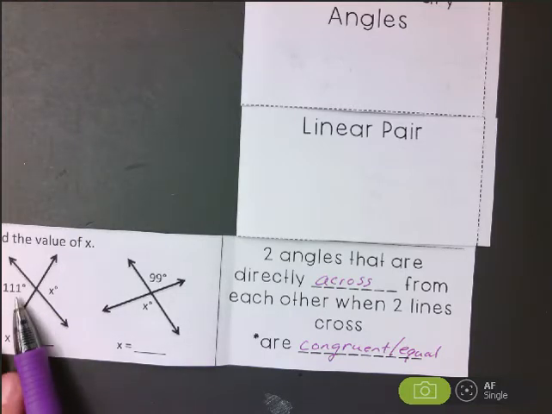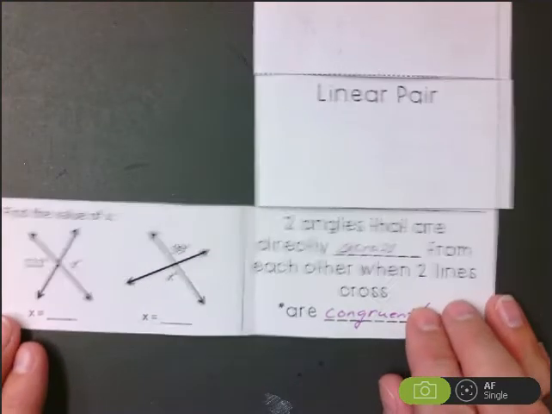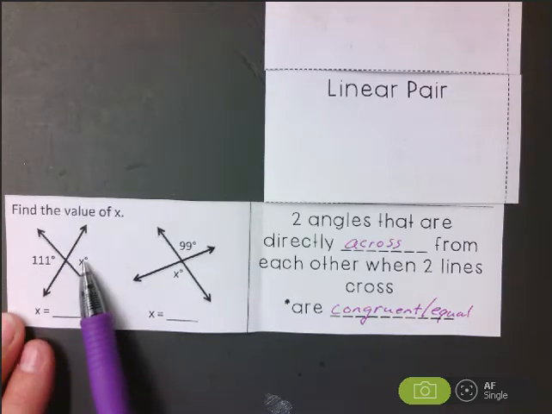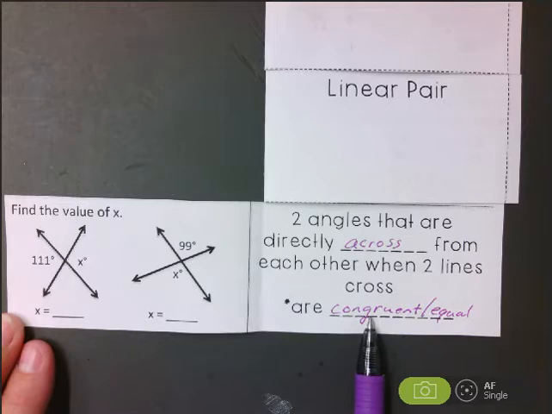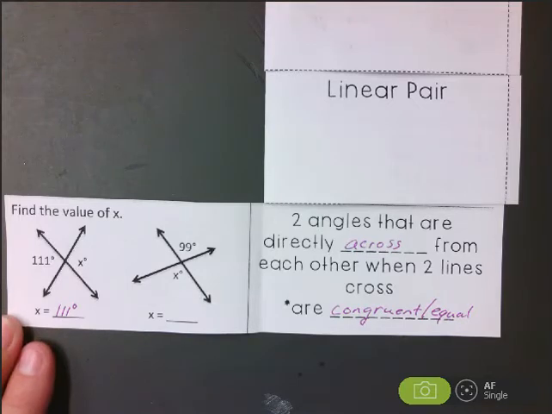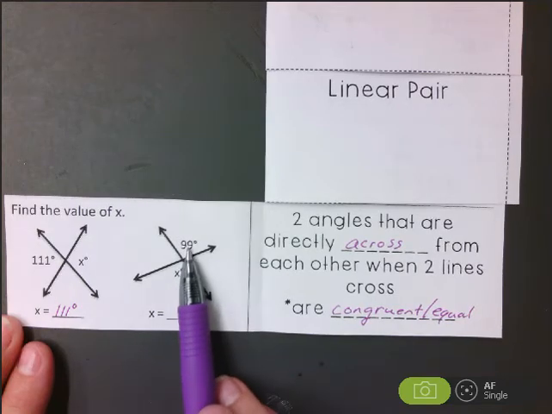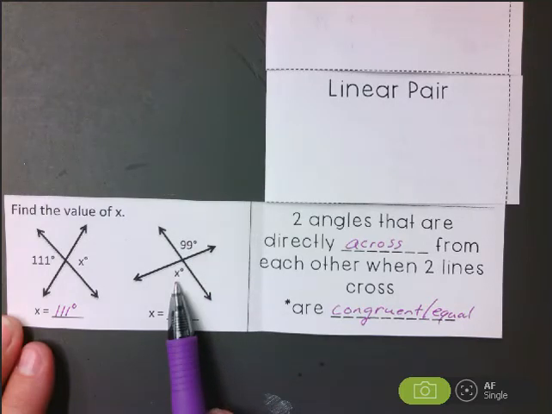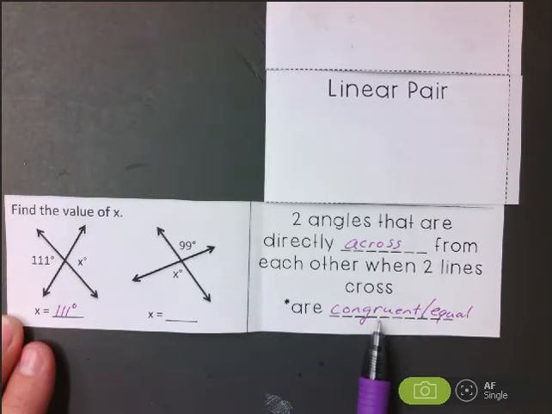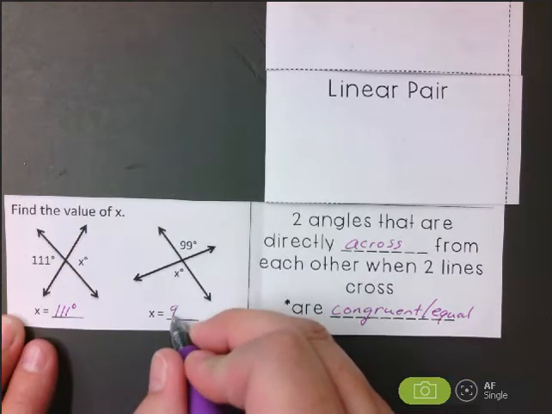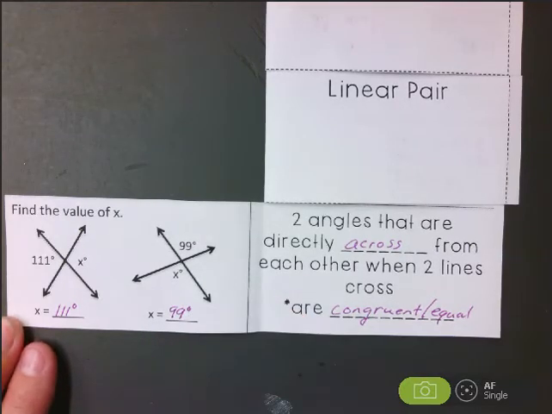So if we look at this first picture, if we know that the left side is 111, we know that the right side has to be congruent or equal to that, so it also has to be 111 degrees. Okay? Now if we look at the second one, we have the top is 99 degrees. Since x is across from that, it has to be congruent or equal to it. So if the top is 99, the bottom one also has to be 99 degrees.